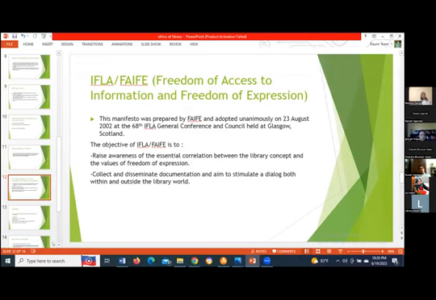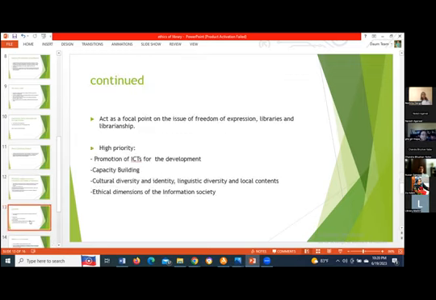The objective of IFLA is to raise awareness of the essential correlation between the library concept and the values of freedom of expression, collect and disseminate documentation, and stimulate a dialogue both within and outside the library world. Act as a focal point on the issue of freedom of expression, libraries, and librarianship.